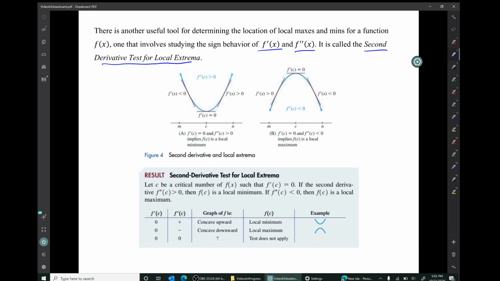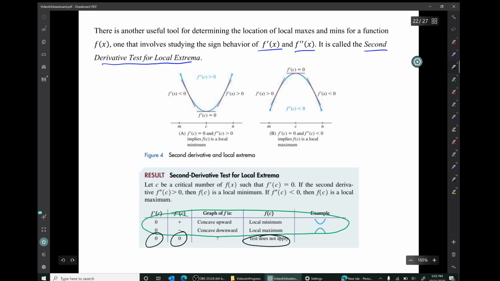Well, the second derivative test is just making note of that. If you have a place on the graph where f prime is 0 and the second derivative is positive, then you have a local min. On the other hand, if the second derivative is negative, then you have a local max. So that's these two cases. If the first derivative is 0 and the second derivative is 0, then the test does not apply. The second derivative test can't be used in that kind of situation.